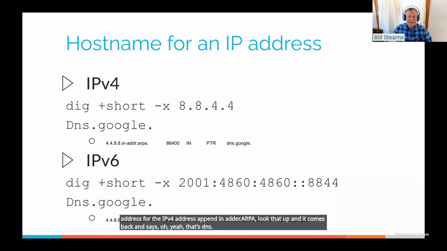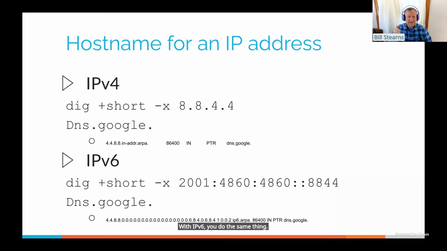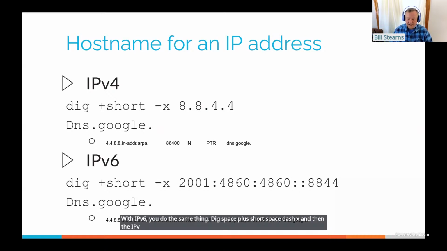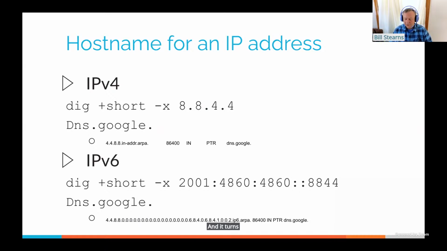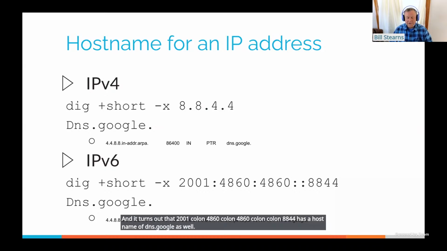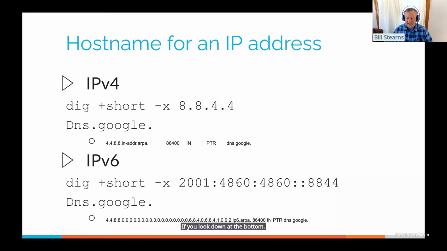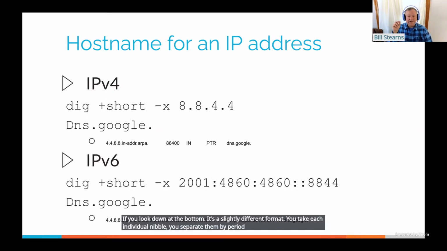With IPv6, you do the same thing. dig +short -x, and then the IPv6 address. And it turns out that 2001:4860:4860::8844 has a host name of dns.google as well. And if you look down at the bottom, it's a slightly different format. You take each individual nibble, you separate them by periods, and you append .ip6.arpa, and then you turn that back into a host name.